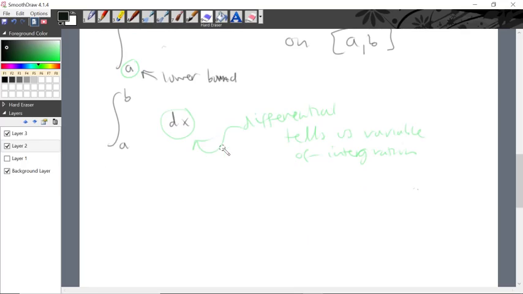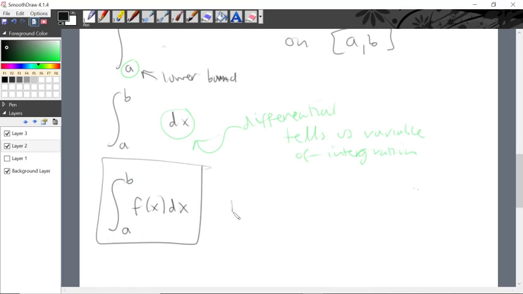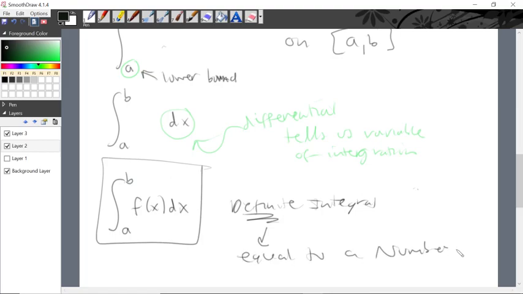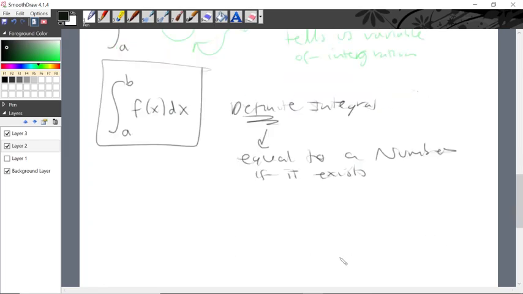Now when you put all these pieces together, you have the limit of a summation of a bunch of areas over a closed interval from a to b, using the function f of x, which in general is going to be nice and continuous for us, times dx. Taking all this together, we call this the definite integral. What is it that's definite about the integral? The definite integral is going to be equal to a number, if it exists. That's what's definite about it.